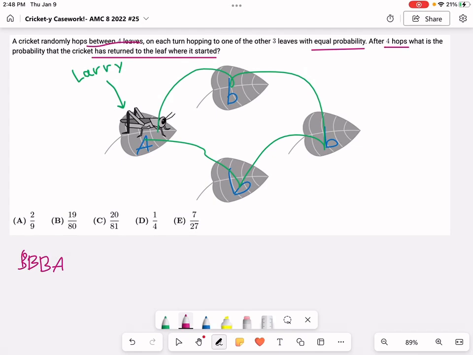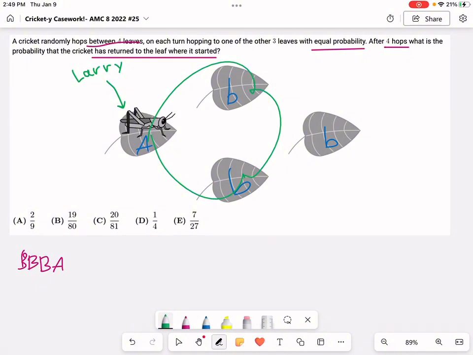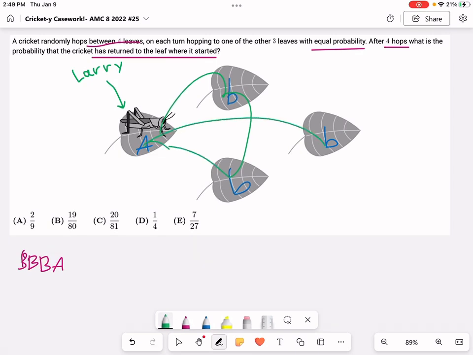Okay, that's one case. And the key thing to realize at this point of the question is that Larry cannot hop to just 2 B leaves. Why? Well, let's say he hops to this B leaf and this B leaf. Now, we only said 2 B leaves, so he has to come back to A. But if he comes back to A, then he'll have to go to a B for his last move, and that's not going to work, since we don't want that. So it has to be either 1 B leaf or 3 B leaves.